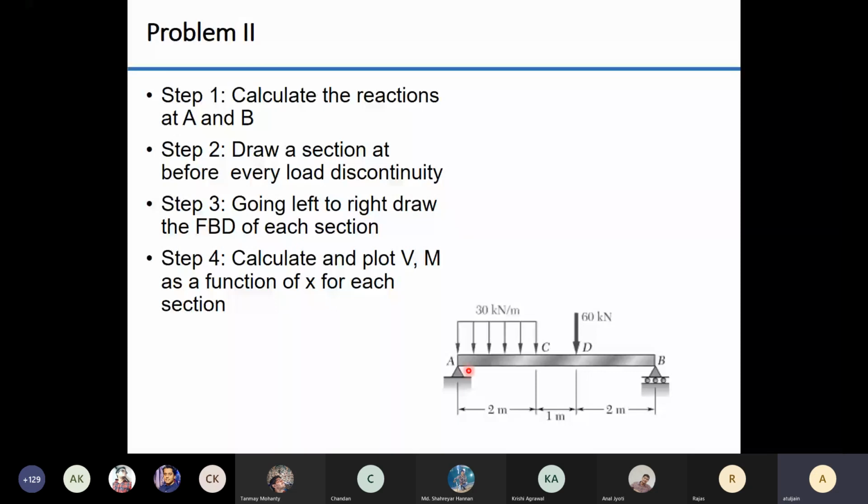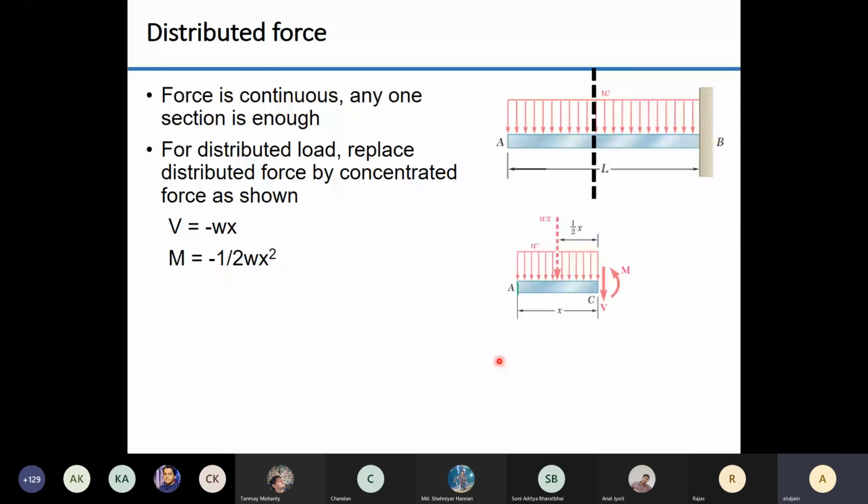Sir, by adding up, do you mean adding graphically, that both the graphs will be superimposed graphically at each point? So let us say you are getting V is equal to wx, or V is equal to minus wx, for the uniformly distributed load. And you would get V is equal to, let us say, P for the point load.